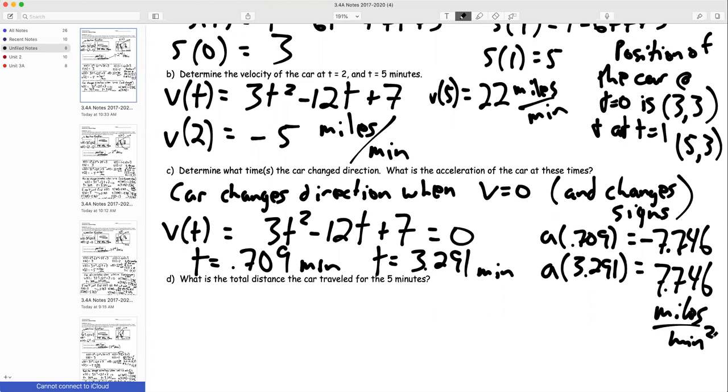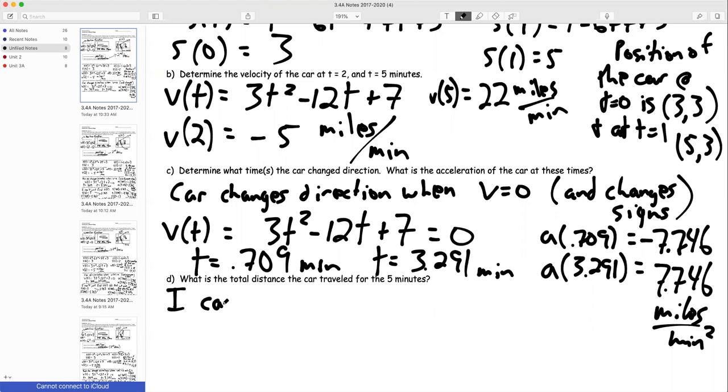So I found where the velocity was equal to 0 by graphing the velocity equation, setting it equal to 0. And so I found where it crosses the x-axis at those 2 times. And then I took the 2 times, plugged them into my acceleration formula, and got those values. Okay. So now it asks, what is the total distance the car traveled for, it should say the first 5 minutes. And let me tell you what you can't do.